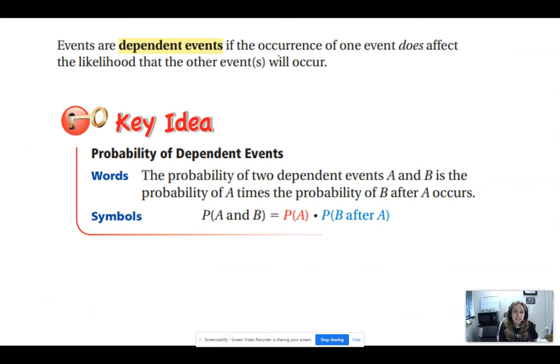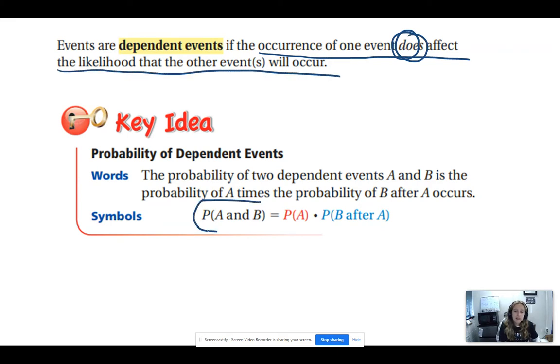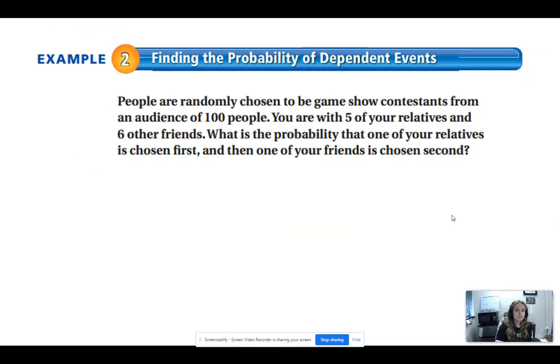And it means that the occurrence of one event does affect the likelihood that the other events will occur. So write this down, please. The probability of events A and B is the probability of event A times the probability of B after A. And I'm going to show you how that works on the next example. But make sure you have the formula down and what dependent event means, and then you may move on.